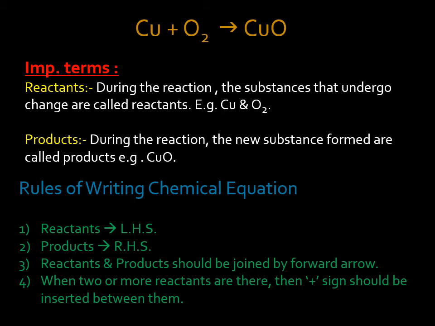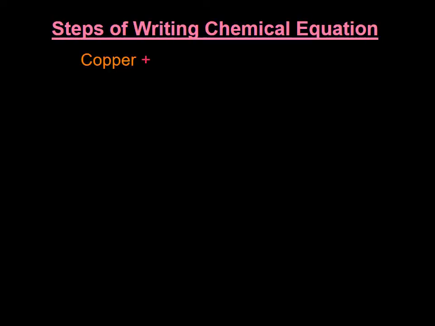Rules of writing chemical equations. Reactants are always written on the left hand side. Products are always written on the right hand side. Reactants and products should be joined by a forward arrow. When two or more reactants are there, a plus sign should be inserted between them. These are the rules for writing a chemical reaction. What are the steps of writing a chemical reaction?